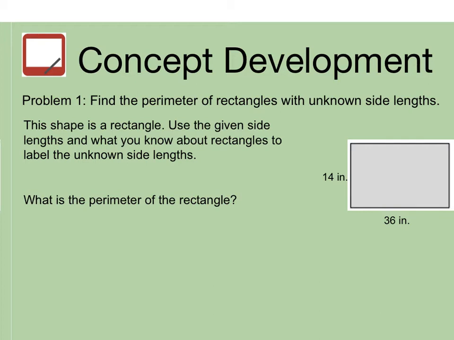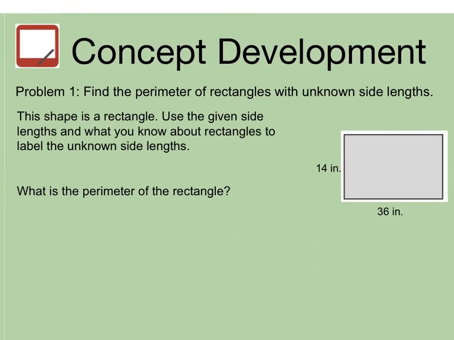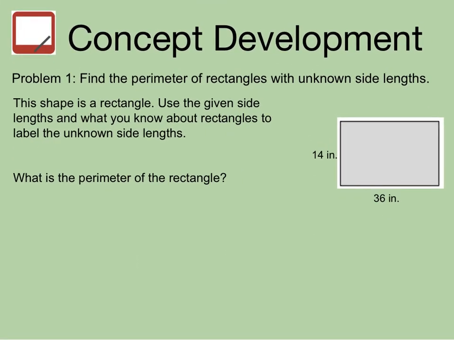Okay, so boys and girls, I would like you to draw this rectangle on your paper. Draw this rectangle on your paper. Label your known side lengths, then label your unknown side lengths, and add up those numbers to find your perimeter.